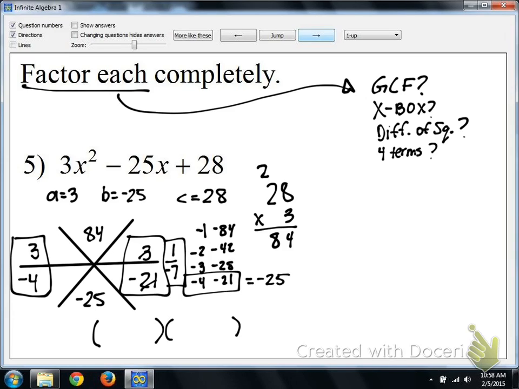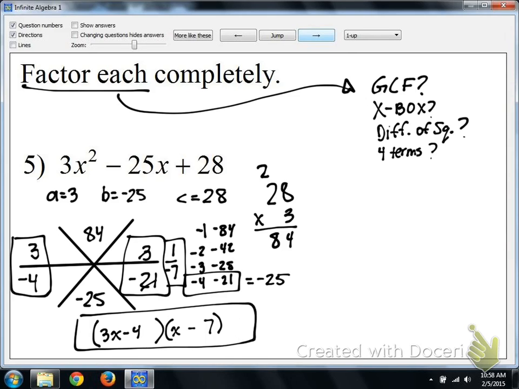So we got 3x minus 4 times x, or 1x, minus 7. We're going to box our answer, and we're all done. 3x minus 4 and x minus 7. And I'm going to clean this up a little bit because it's a little messy here. Okay? No plus or minus sign in the middle because it's breaking apart, it's multiplying. All right, any questions on number 5?